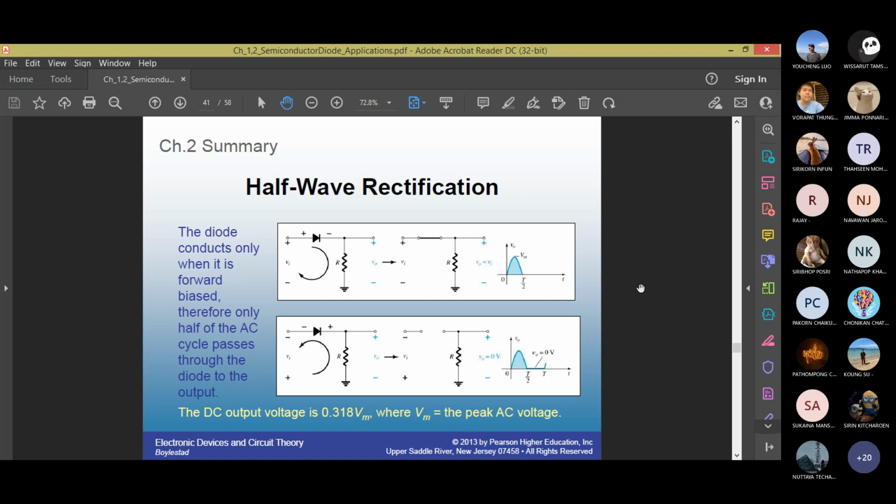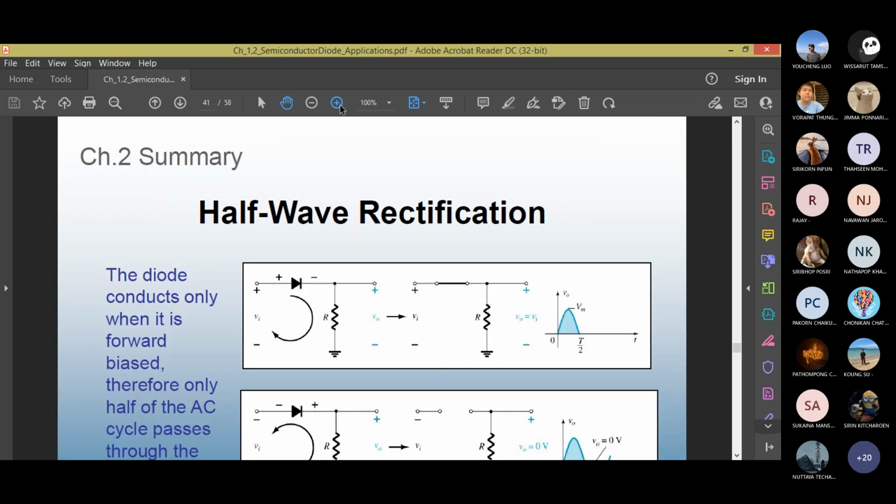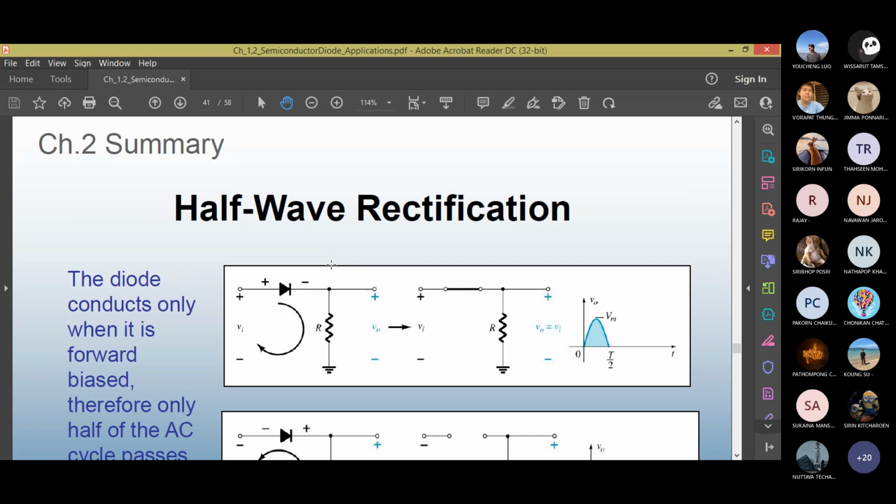You have two types of rectification. One is called a half wave, the other one is called full wave. Also, there is a circuit known as diode clipper, which is a type of rectification. First, let me explain to you what is meant by rectifier or rectification.